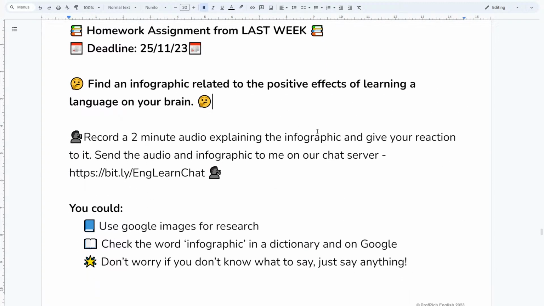And now we can have a look at our homework from last week. So this was the homework from last week, and we are going to listen to the submissions that we have here. I have 6 submissions for us to listen to. So we'll take a look at those. I'm just posting the homework for today on our Discord server.